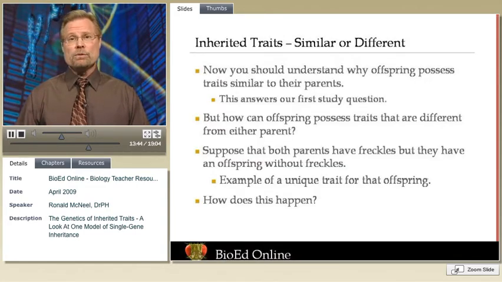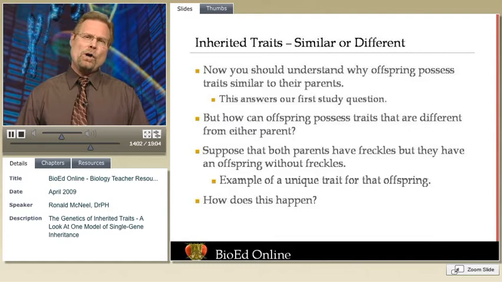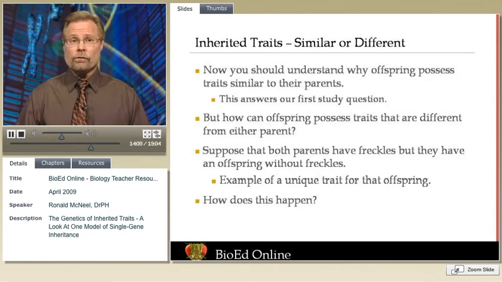Now you should be able to better understand how offspring inherit traits similar to their parents. But how can offspring possess traits that are different from either parent? Let's see if we can answer this question by returning to our example of freckles. Suppose both parents possess the freckle phenotype, but one of their offspring does not have freckles. This is an example of a unique trait for that offspring.